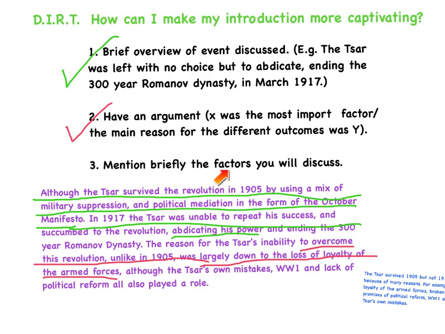And have they mentioned briefly what other factors they're going to discuss? Yes, they have, because it says that the Tsar's own mistakes, World War I, and lack of political reform all also played a role. So they've mentioned also the other factors they're going to discuss. So overall, this introduction is a little bit more captivating than the first student's introduction, because they not only have given us a brief introduction to the topic, they've got an argument that they're going to make throughout their essay, and they've mentioned the other things that they're going to compare their most important factor to and explain why they've decided this was a more important factor.